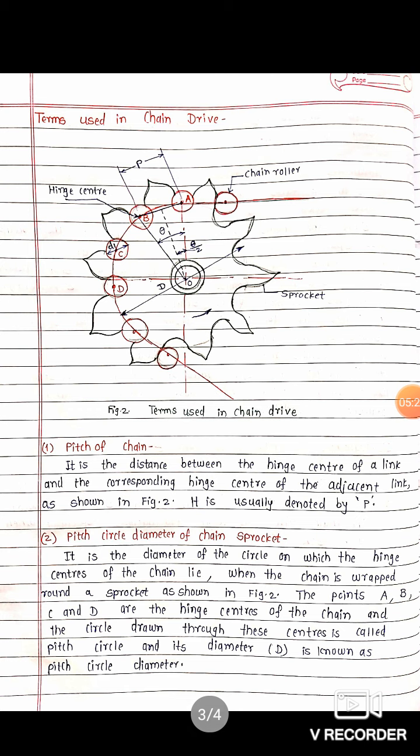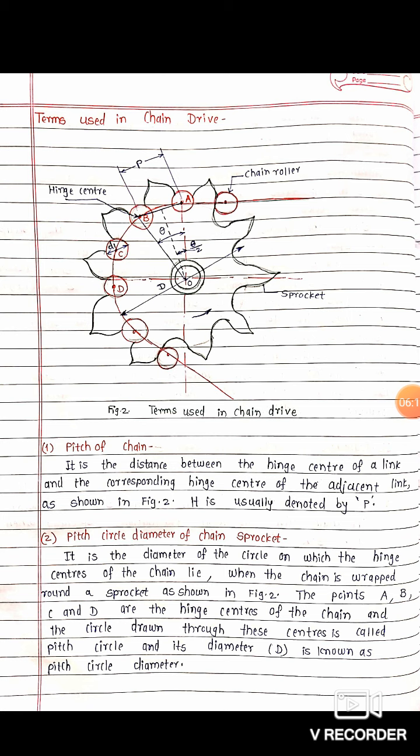Now we discuss some technical terms that are used in chain drives. This figure 2 shows the chain drive arrangement. This green color part is nothing but the sprocket. This circle is called chain rollers, which is represented with red color. At the center of these chain rollers, we see some symbols given, that is A, then B is the center, C, D. These are the centers of these chain rollers.